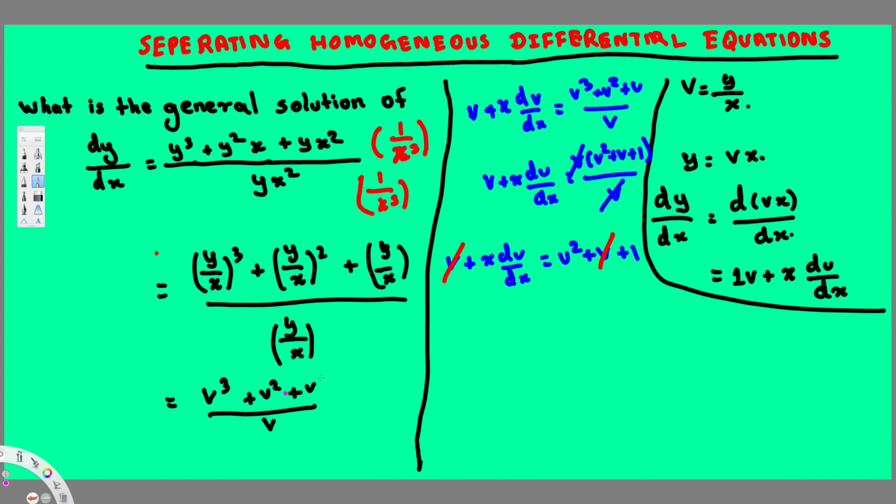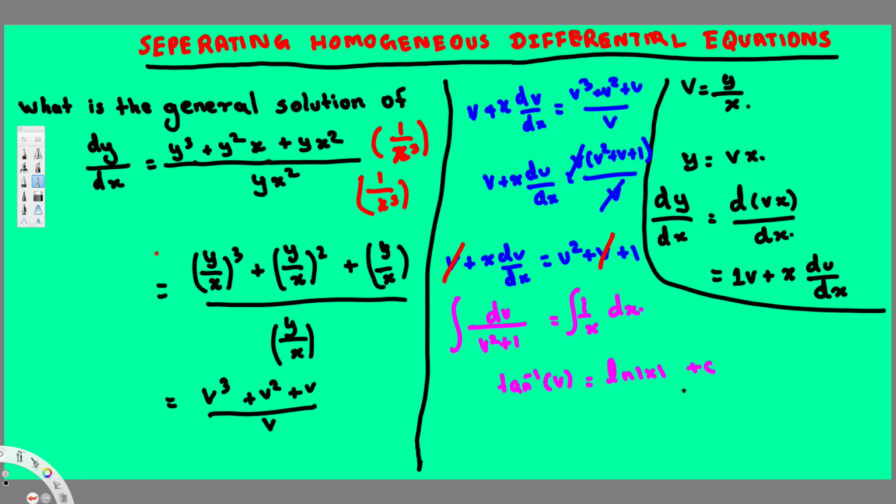Now we want all the v terms on one side and all the x terms on the other side. Since dv is in the numerator, we bring the v square plus 1 to this side, so this is going to be dv over v square plus 1, and on the other side we are going to have 1 over x dx. Now after we separate, we integrate, and this is basically tan inverse of v, right? So this is going to be tan inverse of v, and this is going to be ln absolute value of x plus constant, right?